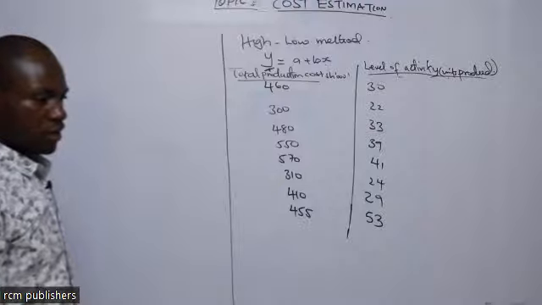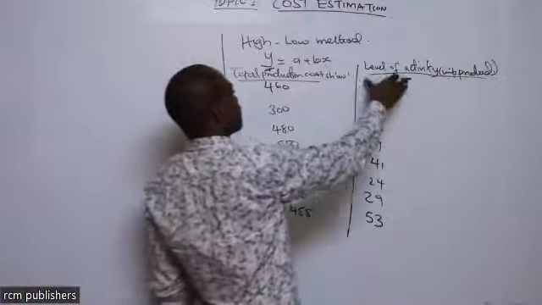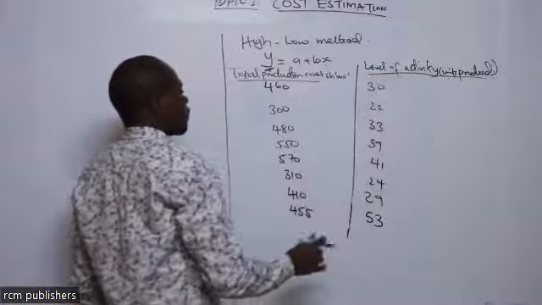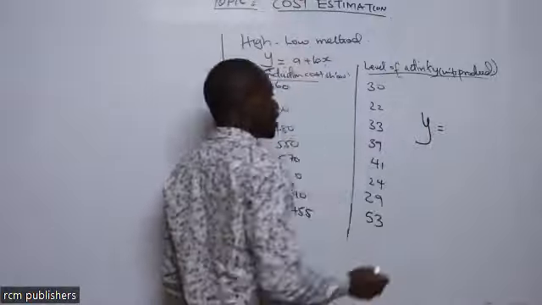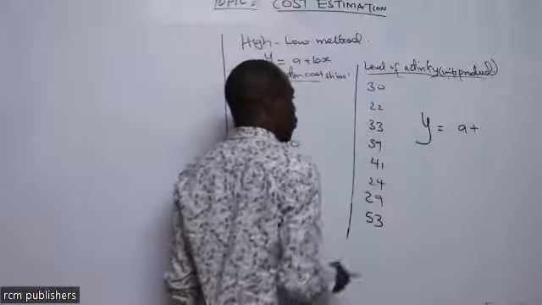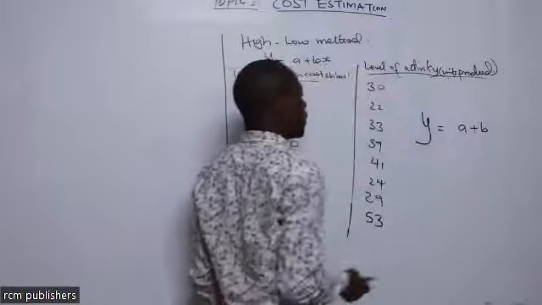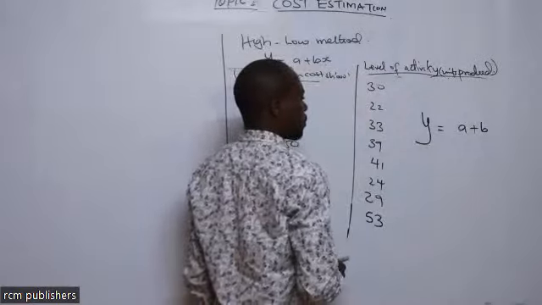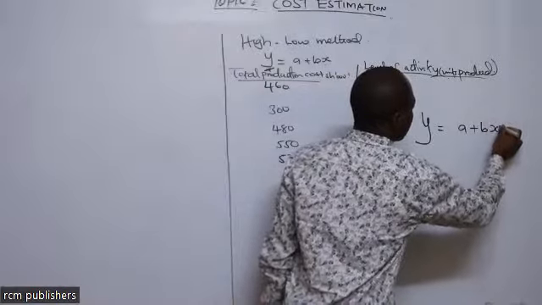Level of activity is x. So somebody is telling us that the level of activity is x. For us to arrive at the total production cost, we take the fixed costs plus the variable cost per unit, which is B. Then we multiply by x. X is the activity level.